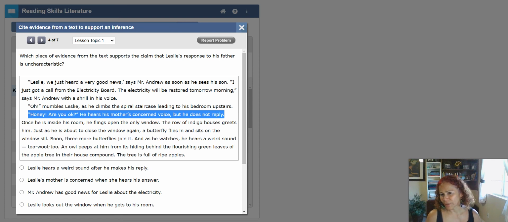Leslie hears a weird sound after he makes his reply. No. Leslie's mother is concerned when she hears his answer. Yeah. She's like, huh? Is that you responding? You're not like that. Mr. Andrews has good news for Leslie about the electricity. No, we're looking for support for Leslie's response to the father. Leslie looks out the window when he gets to his room. Well, that is true, but that doesn't support this.